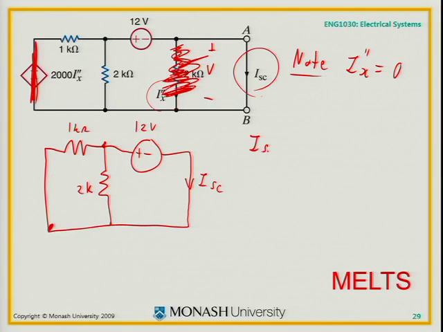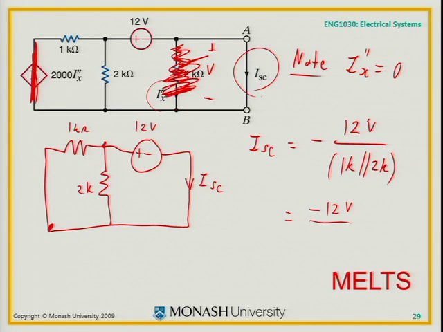The only thing is the signs are the wrong way around. In a sense, I need a negative, minus 12 volts on 1K in parallel with 2K. So that's how much current will be drawn from the battery. That's I short circuit in this case. That is minus 12 volts on, I didn't put ohms down the bottom, so I won't put volts up the top, 1K in parallel with 2 is the product over the sum, which is 2/3 of a K. So that's minus 18 milliamps.